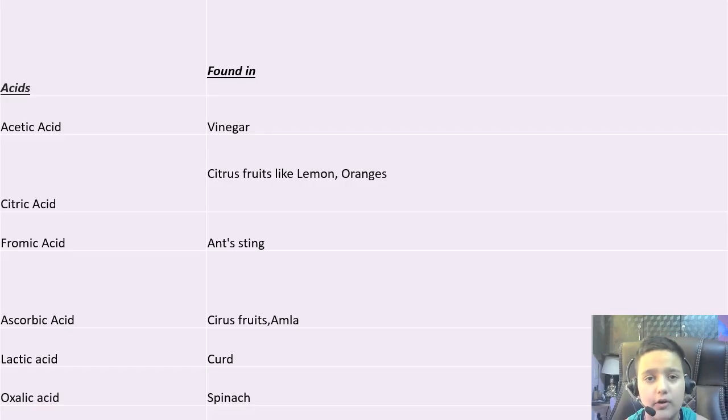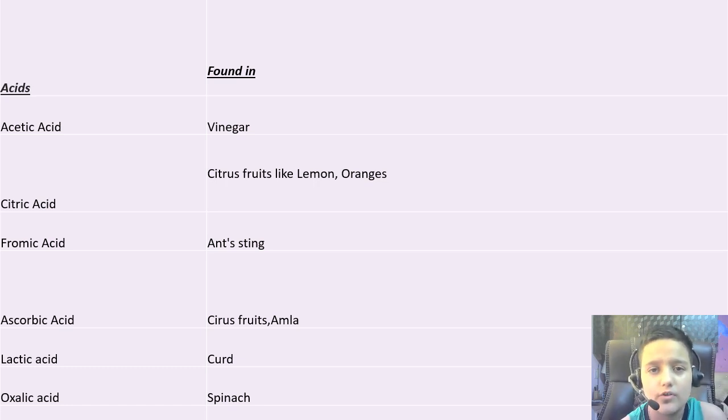In this slide, I'm going to tell you about different types of acids and in which substances they are found. The first one is acetic acid. It is found in vinegar. Citric acid is found in citrus fruits like lemon and oranges. Formic acid: when an ant bites us, it releases some formic acid inside our body.